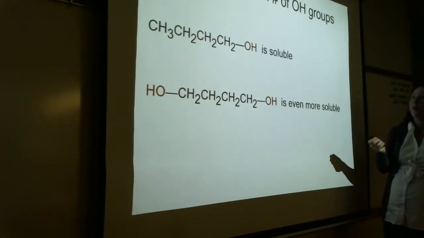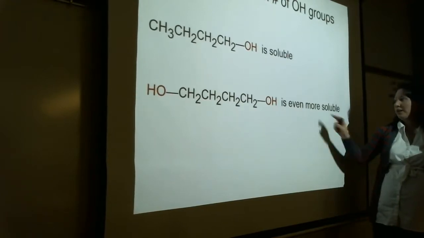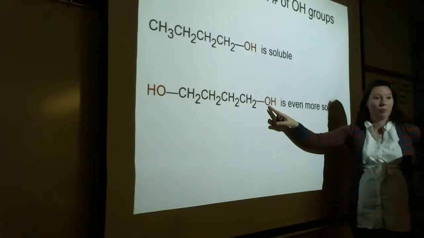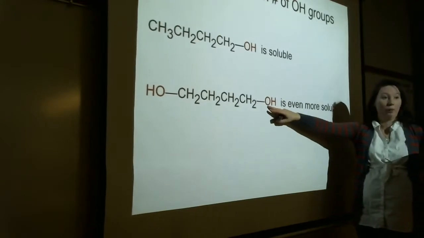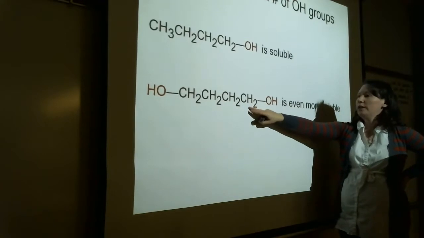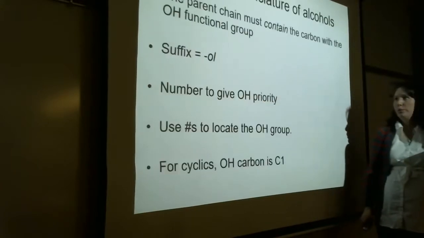And the solubility increases with the number of OH groups. If you have one OH group, that's soluble. But if you've got 2 OH groups, that's going to be even more soluble, right? The more places you have where you can have hydrogen bonding, the more soluble it's going to be. Also, this would have a much higher boiling point. The one with the 2 OH groups is called a diol. This one's going to have a much higher boiling point than the one with just 1 OH group.